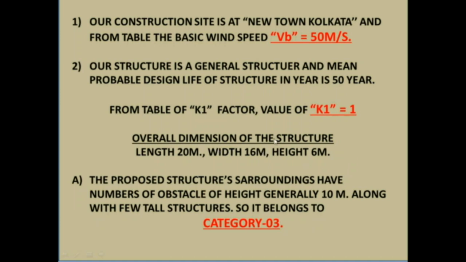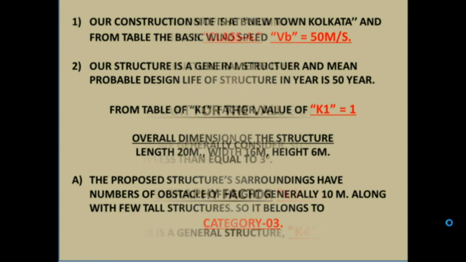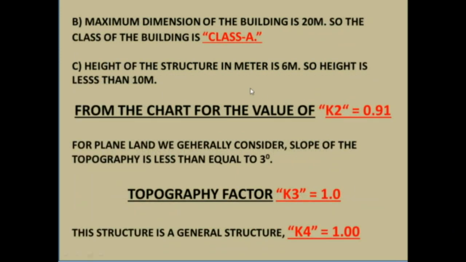Overall dimension of the structure: length 20 meter, width 16 meter, height 6 meter. The proposed structure is surrounded by heavy numbers of obstacles of height generally 10 meter along with few tall structures, so it belongs to category 3. Maximum dimension of the building is 20 meters, so the class of the building is class A. Height of the structure is 6 meters, so the height is less than 10 meters. From the chart, the value of K2 is equal to 0.91.